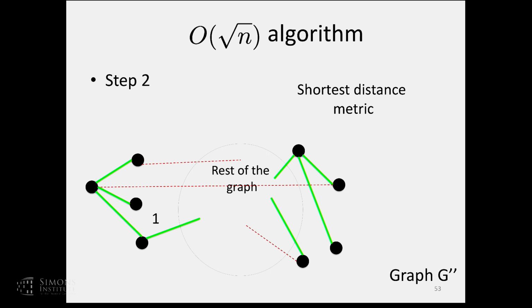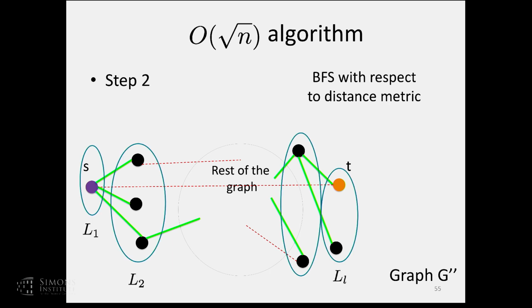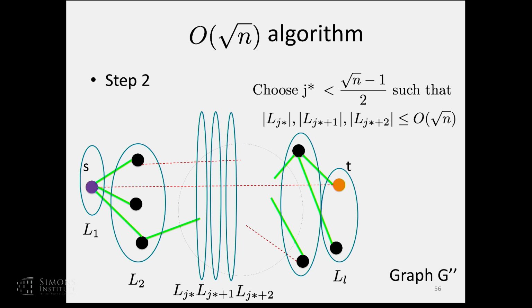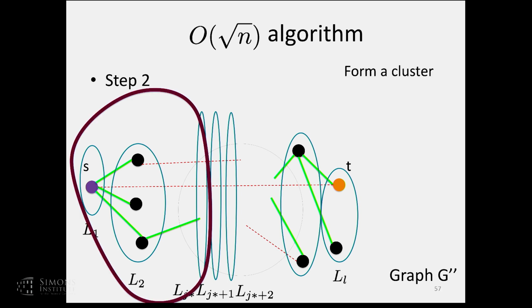Okay, so we just do a breadth-first search from this guy to this guy, and look at the lengths, the number of vertices in each layer. In the first half of this breadth-first search, find 3 layers such that each of these layers has less than about root n vertices. Okay, you can show very easily that such 3 layers must exist. And now choose your cluster to be everything up to and including the first of these 3 layers. Okay, somewhat weird algorithm. That's the algorithm.